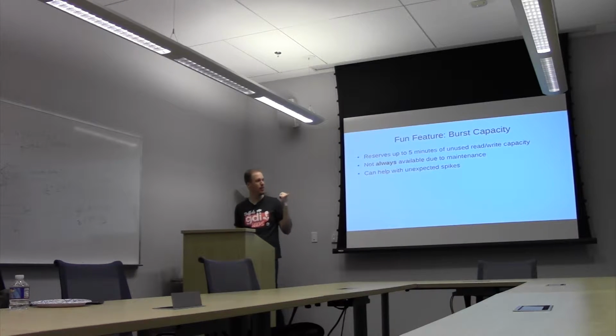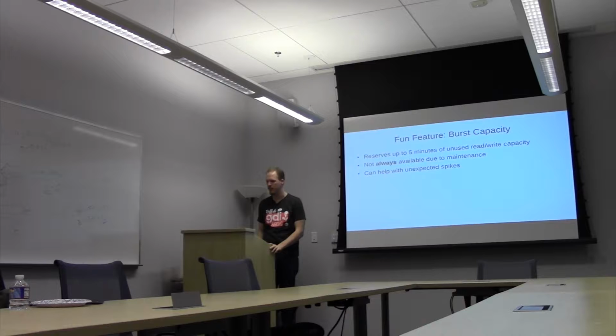But there is a little feature that can help you, but this is not guaranteed. It's called burst capacity, and it will save up to 5 minutes worth of capacity that you didn't use. So if you have 100 read capacity units and you're only using 50, it will store up to 5 minutes worth of read capacity units for you, and then use them when you go over. So you can go over for a little bit and be okay.